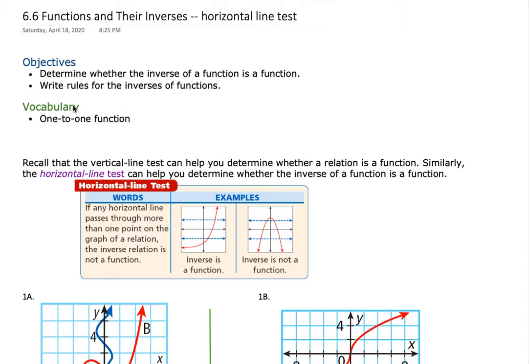So our objectives today are to determine whether the inverse of a function is a function and write rules for the inverses of functions. Okay? And a vocab word is one-to-one function, which we will get to in a bit.